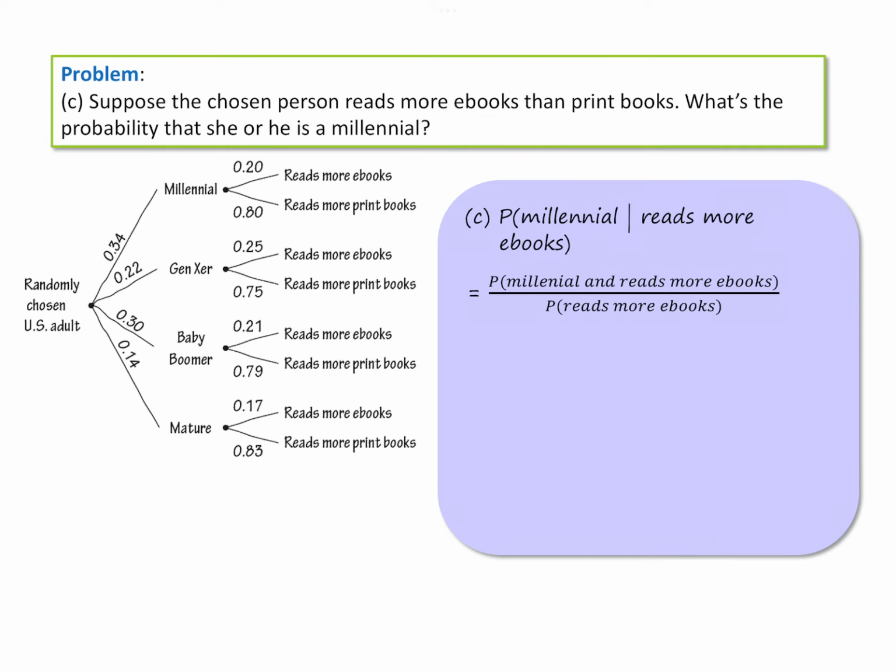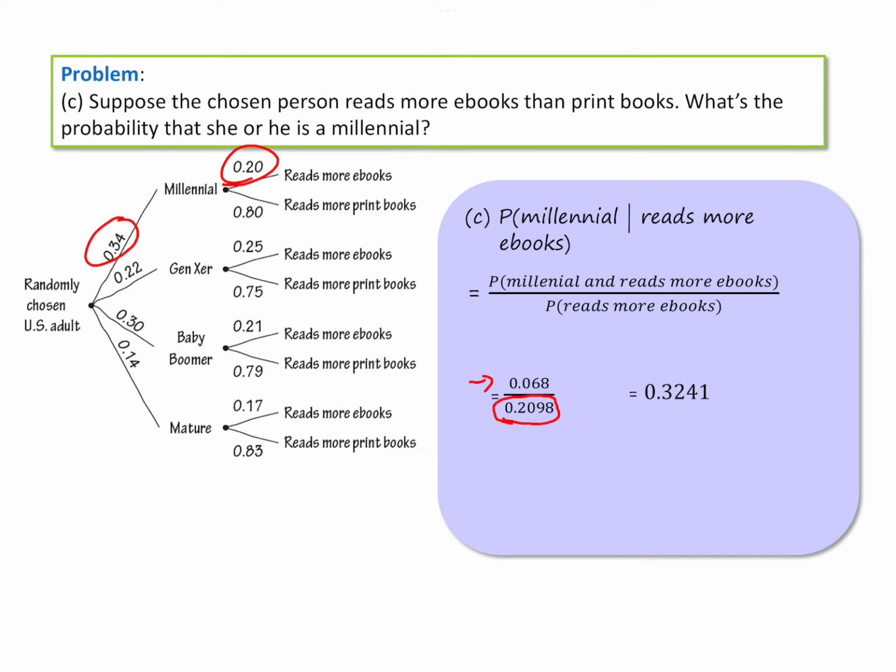If we look at our information, this 0.2098 is read more ebooks. That's what we just got from part B. Millennial and reads more ebooks would just be this part, millennial and more ebooks. That's where the 0.068 came from, circled in red up there. Then if we work that out, we get 0.3241. So 32.41% is the probability that they are a millennial given they read more ebooks.